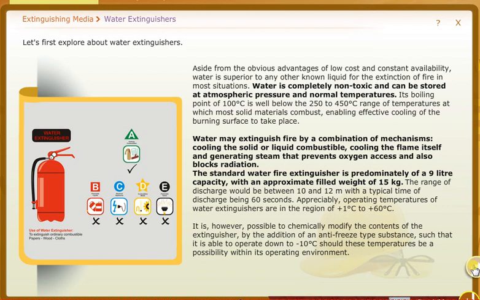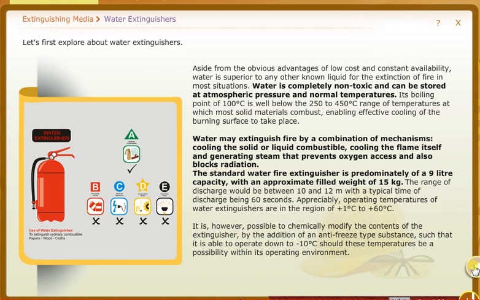Water may extinguish fire by a combination of mechanisms: cooling the solid or liquid combustible, cooling the flame itself, and generating steam that prevents oxygen access and also blocks radiation. The standard water fire extinguisher is predominantly of a 9-liter capacity with an approximate filled weight of 15 kg. The range of discharge would be between 10 and 12 meters, with a typical time of discharge being 60 seconds.